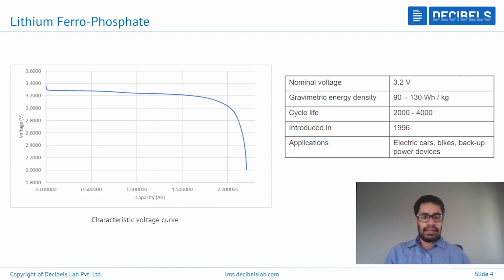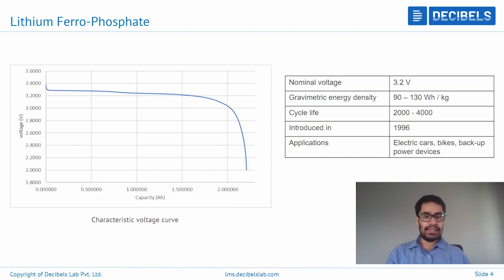On the right-hand side, we can see the different properties. It has a nominal voltage of 3.2 volts. This is slightly lower than lithium cobalt-based batteries, and also has a much lower gravimetric energy density, because it no longer has cobalt or nickel inside the cathode. Instead, it only has iron and an iron compound. Meanwhile, it has a much higher cycle life of up to almost 4000 cycles.